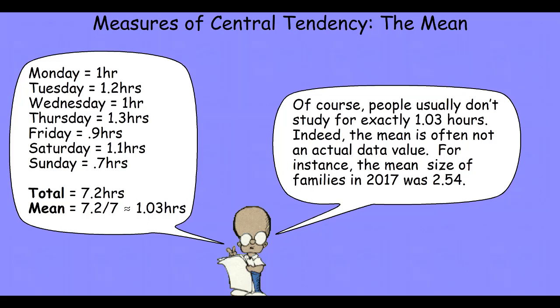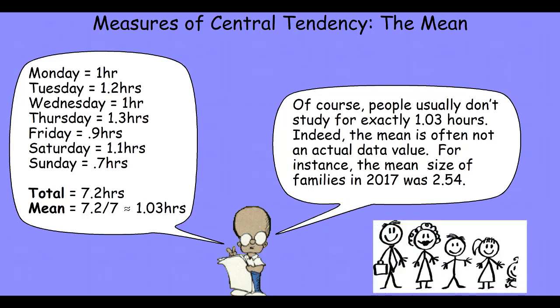And indeed, the mean is often not an actual data value. Sometimes it's not a real value at all. For instance, the mean size of families in 2017 was 2.54. Now, that doesn't mean that there were a bunch of family portraits that look like this, Solomon-esque, where the baby's kind of cut in half. No, the average was not a real value for members of families.